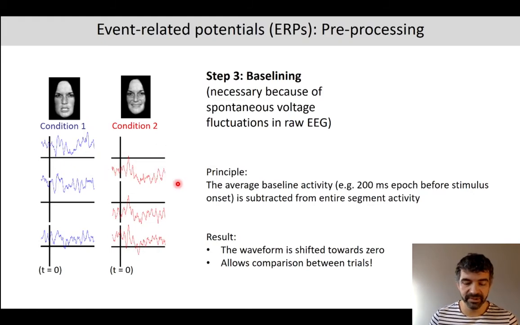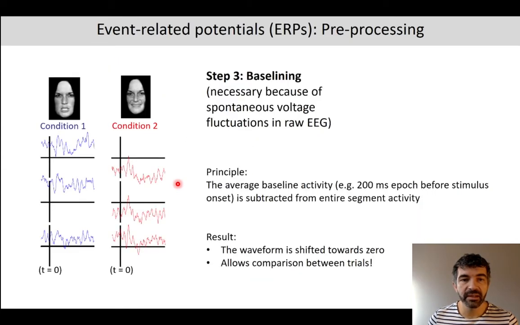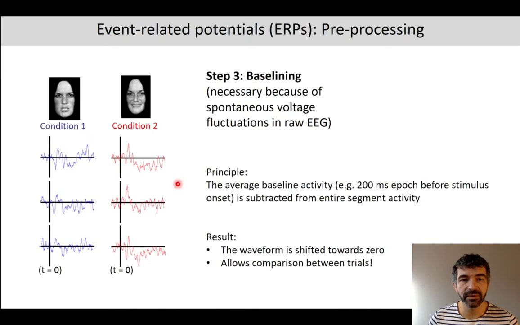And then what happens is that they are shifted towards zero. If we did this now again and took the average of the 200 milliseconds before, this would be zero. And here, of course, it would not necessarily be zero, but now we have a representative waveform here. And that's important because we want to compare the conditions and also compare between participants.